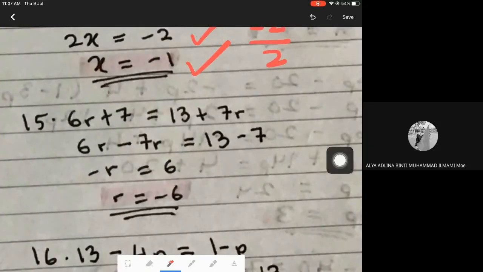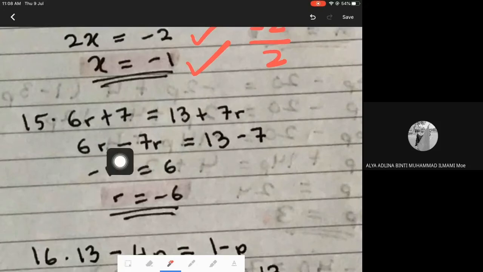6r plus 7 equals to 13 plus 7R. So now you have variable on both sides. Belah kanan ada, belah kiri pun ada R. So first thing you must do is group the like terms on the left side. So 6R is originally on the left side, so dia kekal tanda dia 6R. Plus 7R you move to the left. So tanda dia kena tukar jadi minus. Sini plus pindah jadi minus.